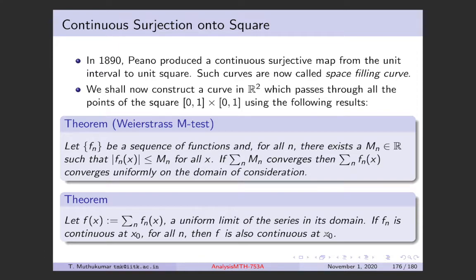Again, we are not proving this. Please fill this gap, try to find a proof. If you're not aware of it, at least learn the proof. These things are available in most of the analysis books. So we would use these two results to construct our continuous surjection onto the square, which means we are going to construct the space filling curve.